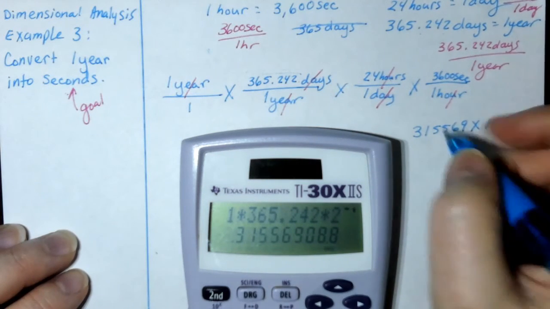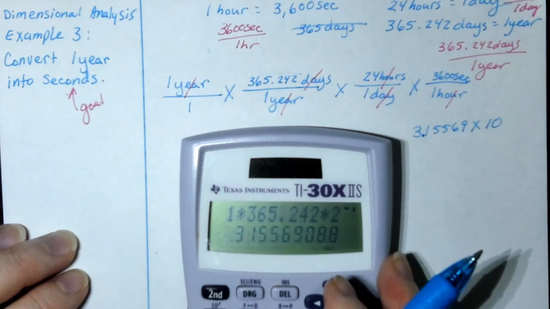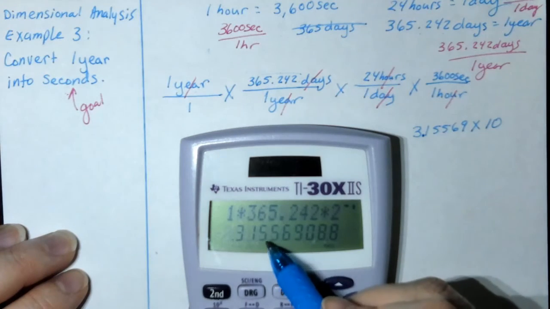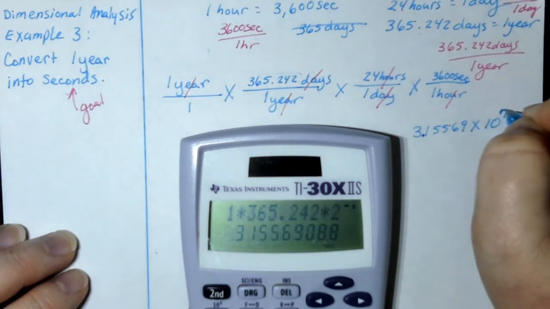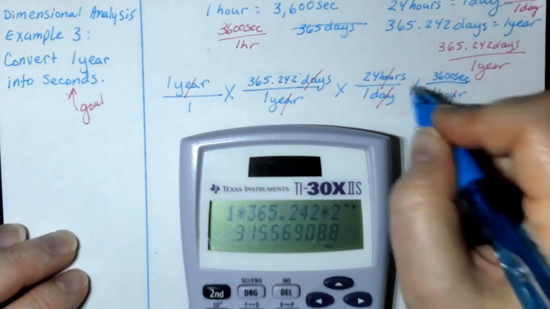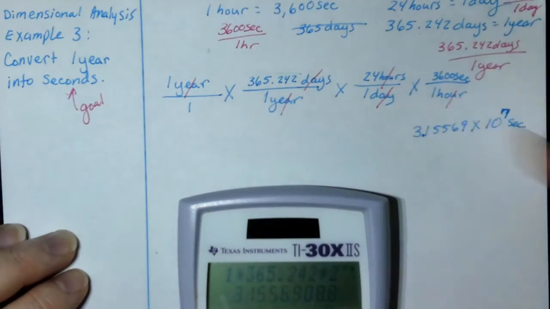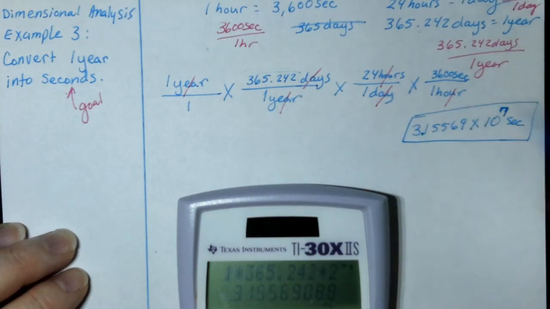times 10, and I'm also going to put it in scientific notation. So my decimal is here. I've got to figure out where it lands on that 3. 1, 2, 3, 4, 5, 6, 7. It's times 10 to the 7. And my units are seconds. And then on the bottom I have 1. Any number divided by 1 is still itself. So that is my answer for how many seconds are in 1 year.